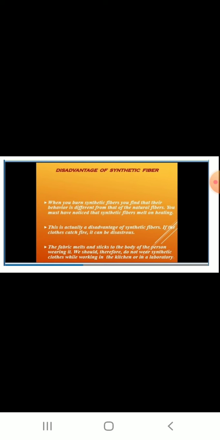Now, disadvantages of synthetic fibers. Everybody knows the advantages. When you burn synthetic fibers, their behavior is different from that of a natural fiber. You must have noticed that synthetic fibers melt on heating, which is very dangerous. If that liquid falls on the skin, it definitely damages the skin. This is actually a disadvantage of synthetic fibers. If the clothes catch fire, it can be disastrous.